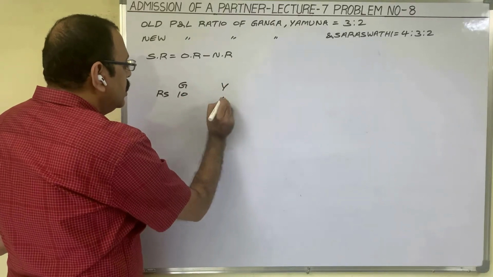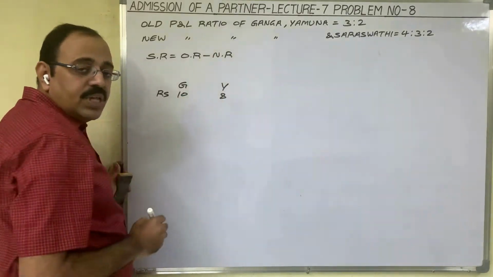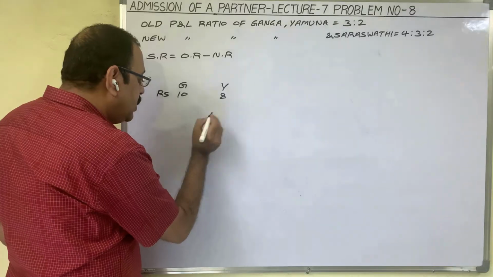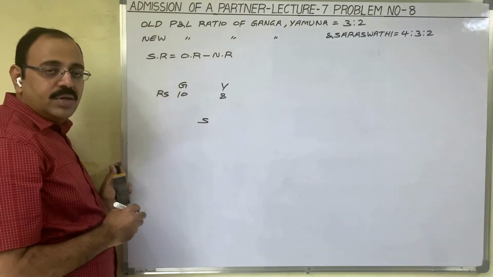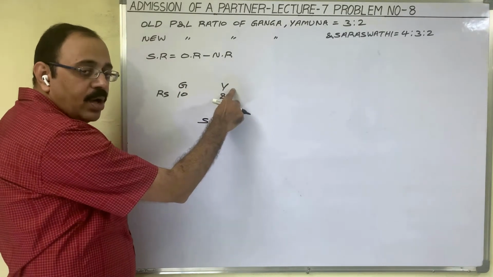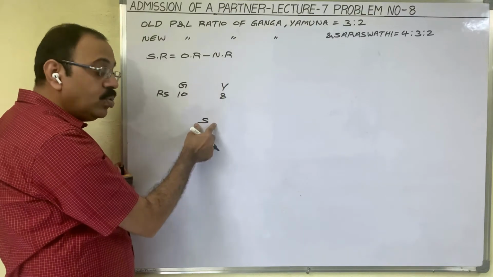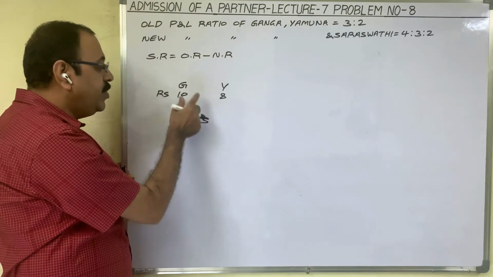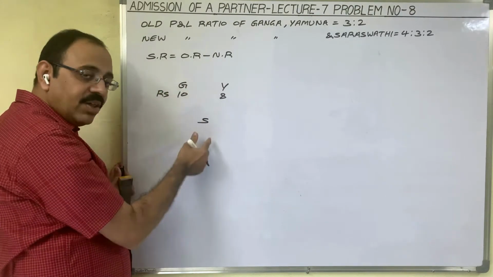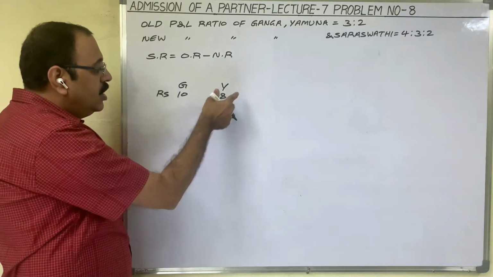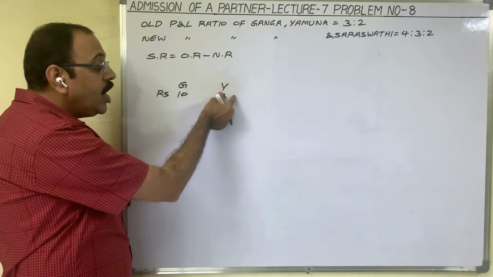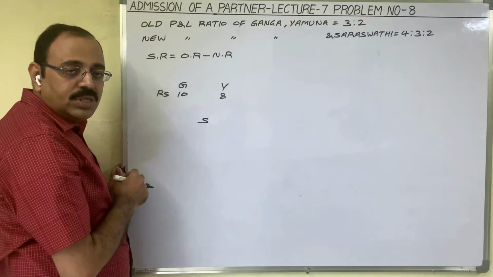Yamuna has 8 rupees with her. Saraswati is admitted as a new partner. Ganga and Yamuna have given some amounts to Saraswati. From 10 rupees, Ganga sacrificed some amount. From 8 rupees, Yamuna sacrificed some amount.